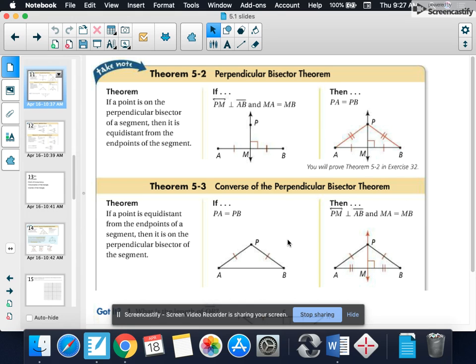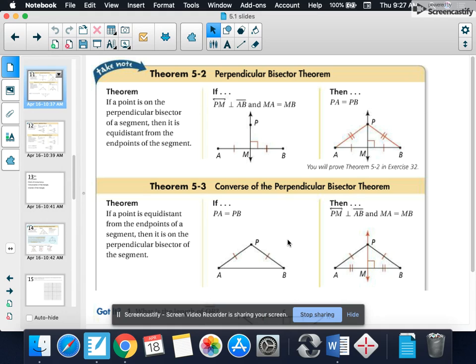All right, so the next section is about perpendicular bisectors and angle bisectors. So we have a few theorems. The first theorem is the perpendicular bisector theorem, and that says if a point is on the perpendicular bisector of a segment, then it's going to be equidistant from the endpoints of the segment.